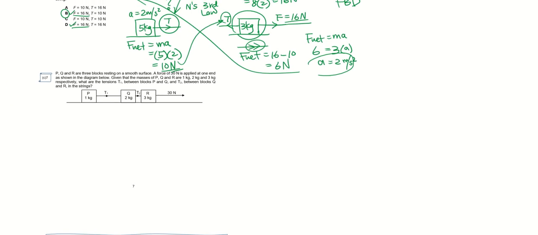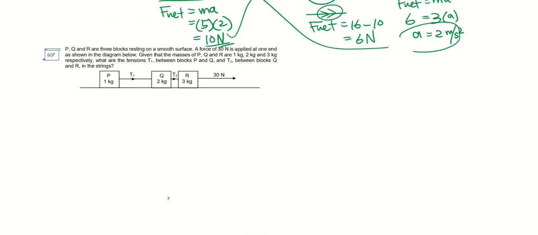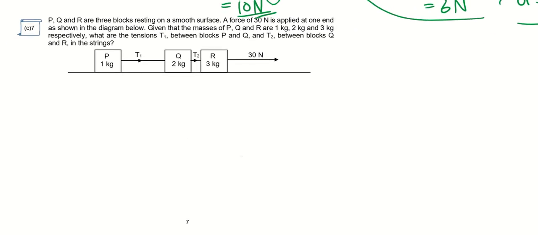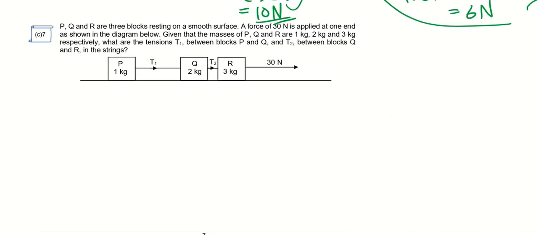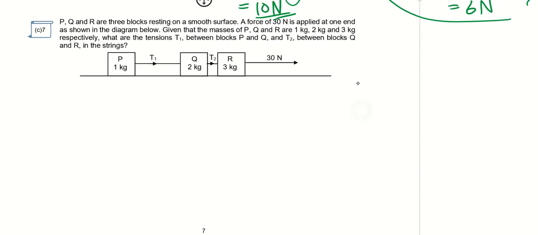Actually, I have the third version here. Now P, Q, and R are three blocks resting on a smooth surface, so there's no friction. Then we have this 30 Newton pulling force pulling the three blocks. So now my challenge to y'all is to find T1 and T2.